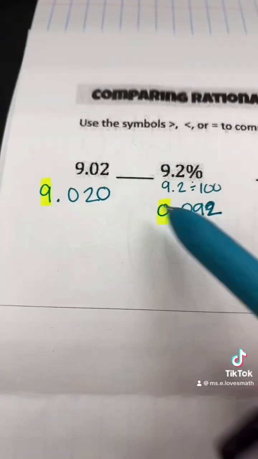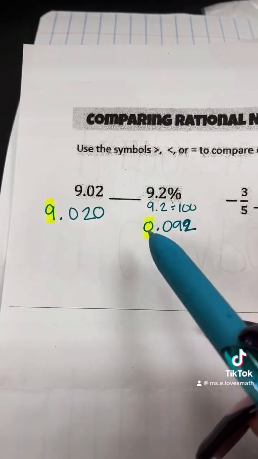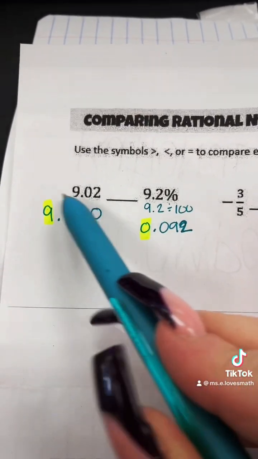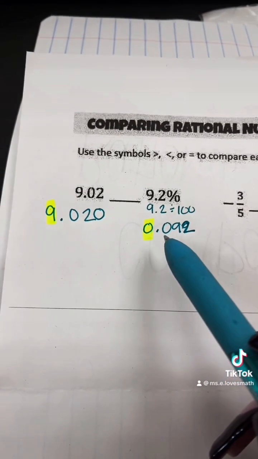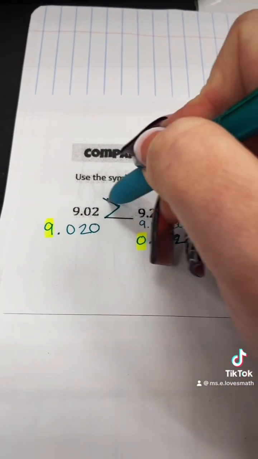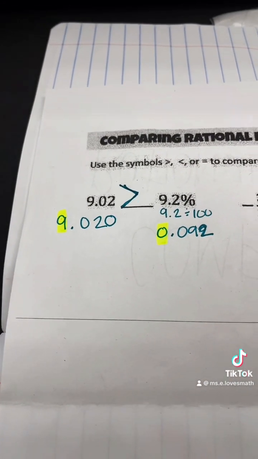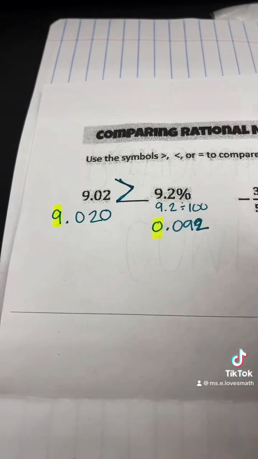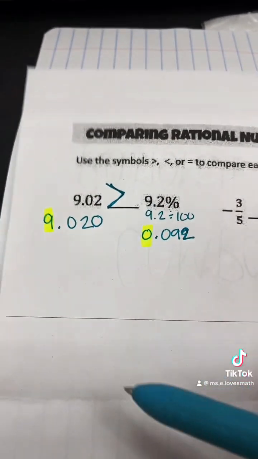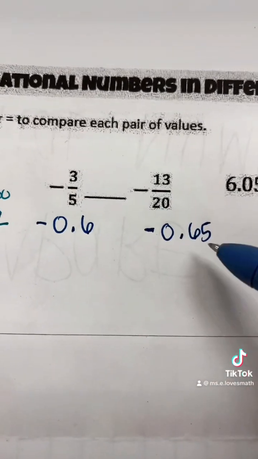Starting from the left, we can look at the numbers in front of the decimal. 9 is bigger than 0, which makes this entire decimal bigger than this one. So we will use the greater than symbol. The alligator always eats the bigger number, or however you like to think about it, but this number here is the greater number.